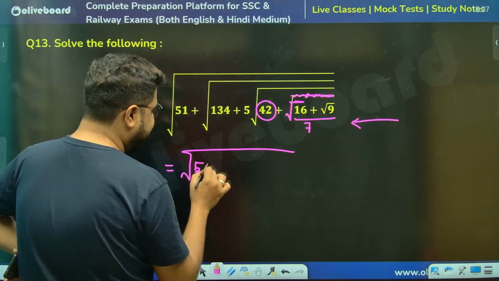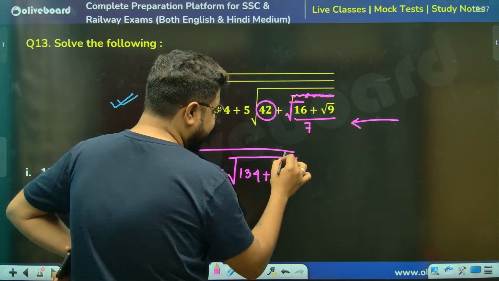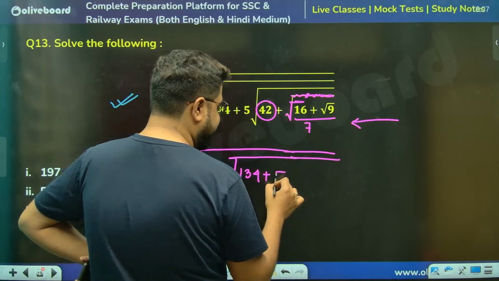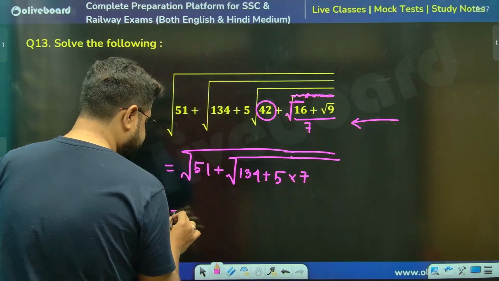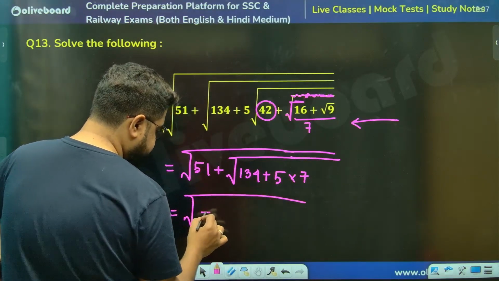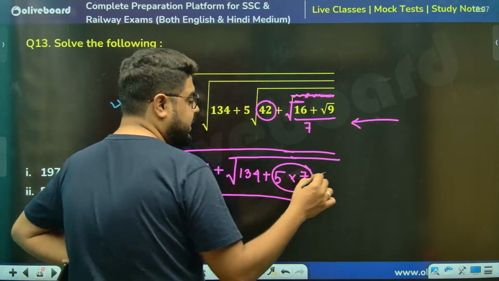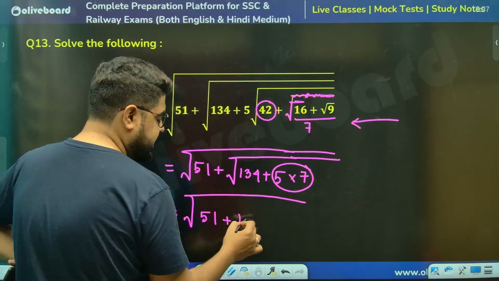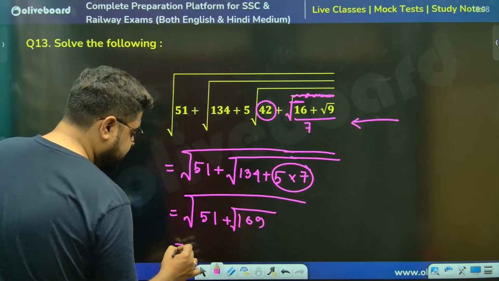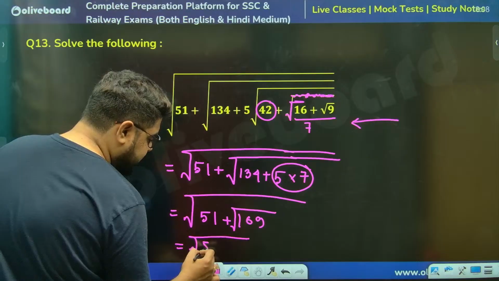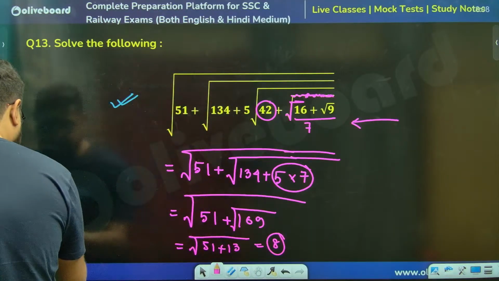So this is very problematic nowadays. Everybody uses AI, and ChatGPT का ये problem है, sir. So root of 49 is 7. 134 plus 35, 170, 169. Sir, root of this 169 is 13. So this will be 51 plus 13, 64. Sir, the answer is 8. The answer is option number 3, 8.